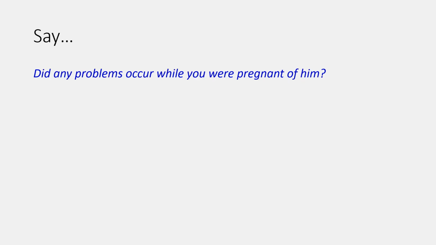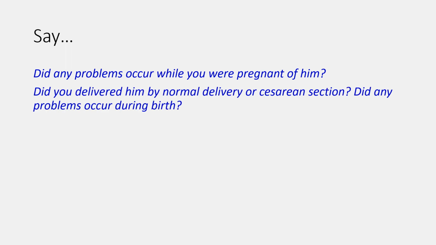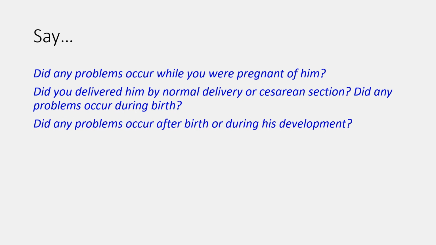Take antenatal history. You say, did any problems occur while you were pregnant with him? Take birth history. You say, did you deliver him by normal delivery or cesarean section? Did any problems occur during birth? Take developmental history. You say, did any problems occur after birth or during his development?